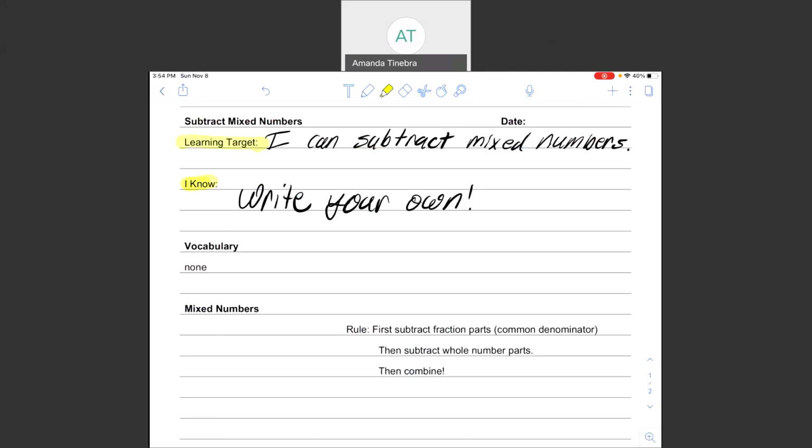And there is no vocabulary today. Please make sure you write down the date. Pause the video here, make sure you have that all written down, and then you restart when you're ready to go.